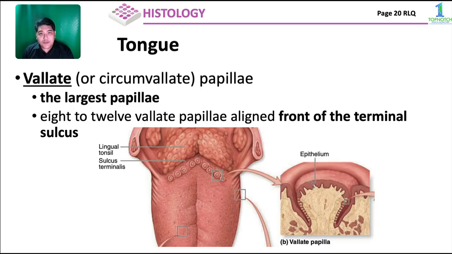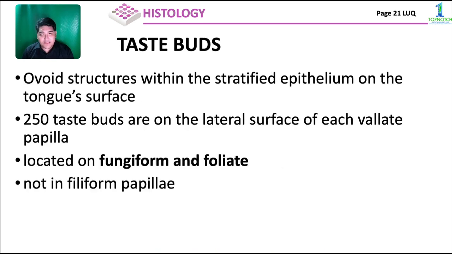Now, your valle naman or circumvalle, this is in front of the terminal sulcus and usually we have 8 to 12, no, forming a V in front of the sulcus terminalis. And this is the largest papilla. Visible yan, naked eye, hindi na kailangan ng microscope. Now, your taste buds, which are located in some of your papilla, okay, they are ovoid structures within a stratified epithelium on the tongue surface. They are located again in the fungiform and foliate, not in the filiform.